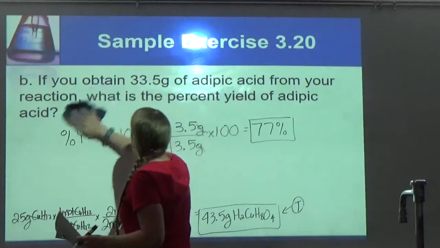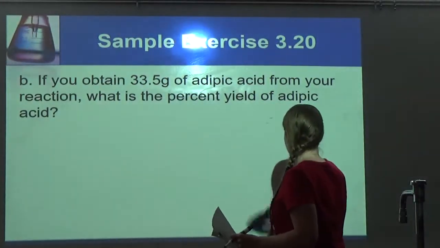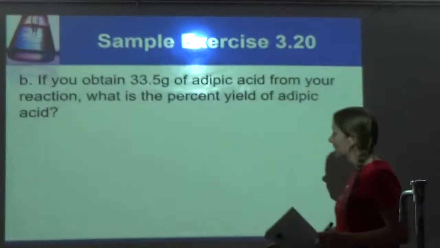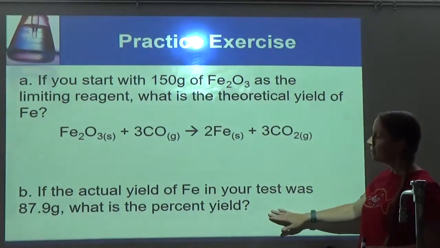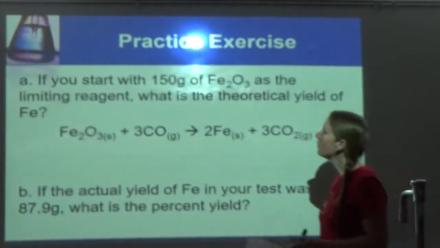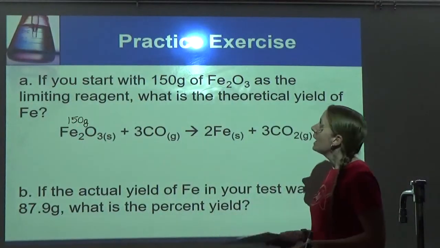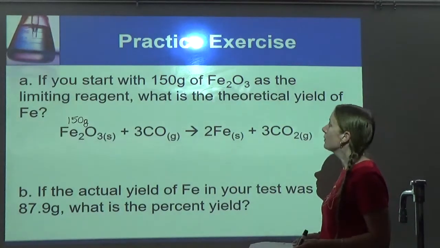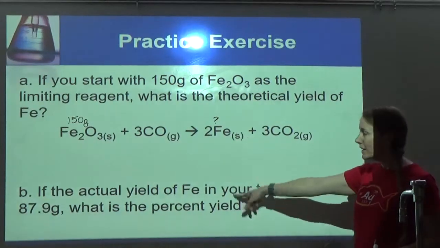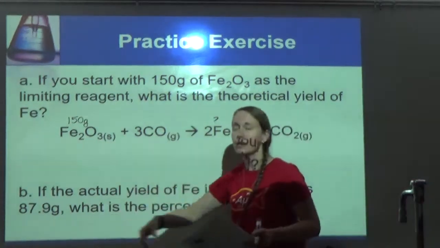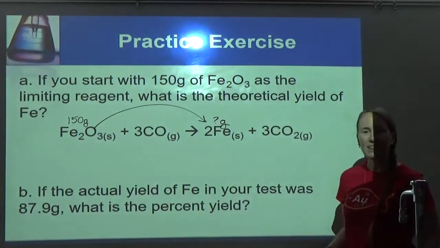Alright, so maybe make sure you're pausing. So pause the video and try the next one on your own. And this is the last one for chapter 3. Boy, chapter 3 was kind of long. Alright, so we have a part A and part B. So it says if you start with 150 grams of Fe2O3 as the limiting reagent, what is the theoretical yield of Fe? So we're looking for Fe. We don't know what they wanted in yet, but if you look at part B, it tells you the actual yield in grams. That means I want the grams. So I'm just going to go from here to here to get my theoretical yield.